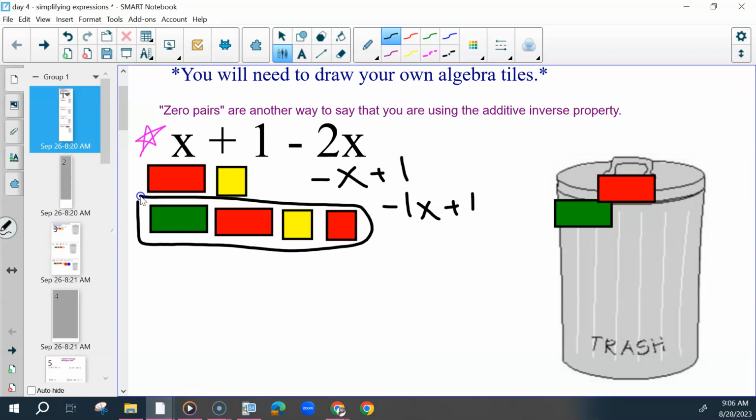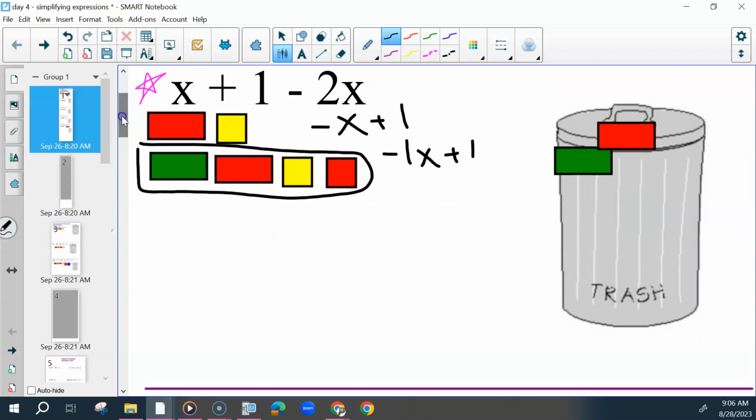Do we have any questions so far on how we modeled that, how we found the zero pairs, got rid of them, found the final answer? In case you won't be able to use electronics, you'll have to go on your algebra tiles, unless you want to use it.